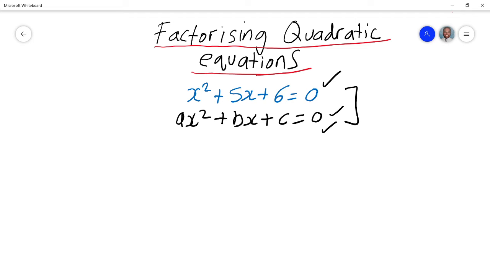The first thing we need to do is find the value of a, b, and c. What is my value of a? If you see here, that is x squared. The coefficient is 1, so a is equal to 1, b is equal to 5, and c is equal to 6. So we need to find the value of a, b, and c: a is 1, b is 5, c is 6.